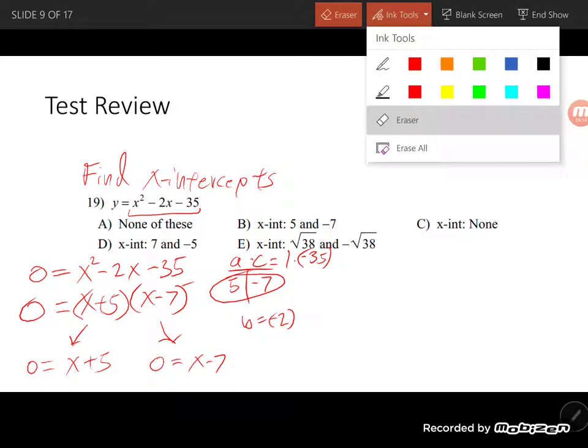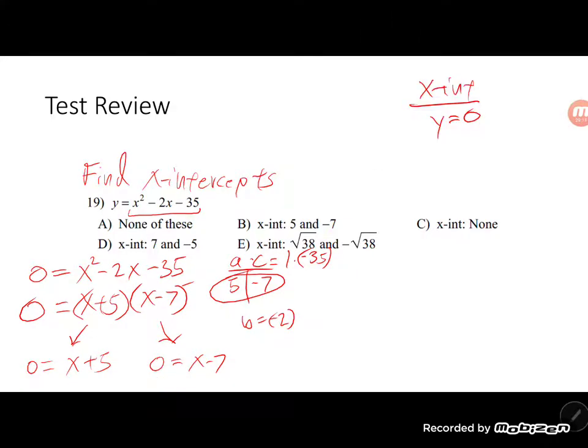X can be equal to positive 7 because we would have to add 7 to both sides. And we would also see that x can be equal to negative 5. Alright, so just like that, we found our x-intercepts. We can now go ahead and look for this in our answer, and I do see that this looks like an option with our x-intercepts.